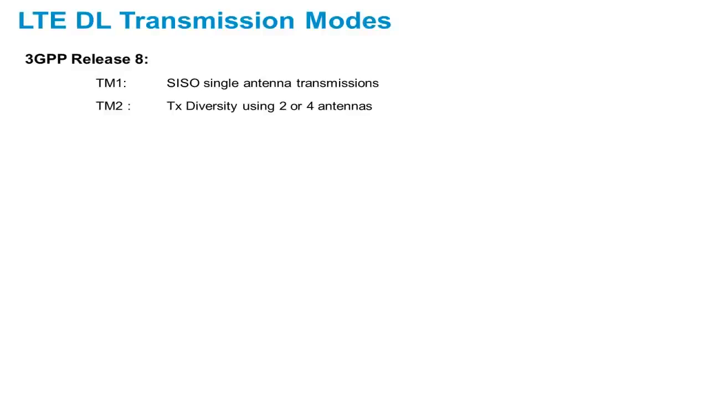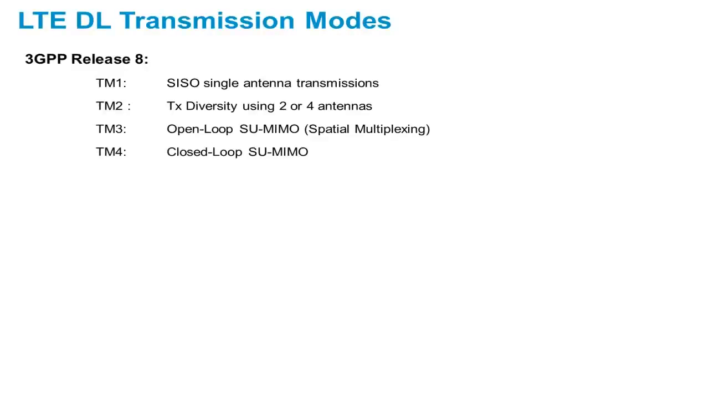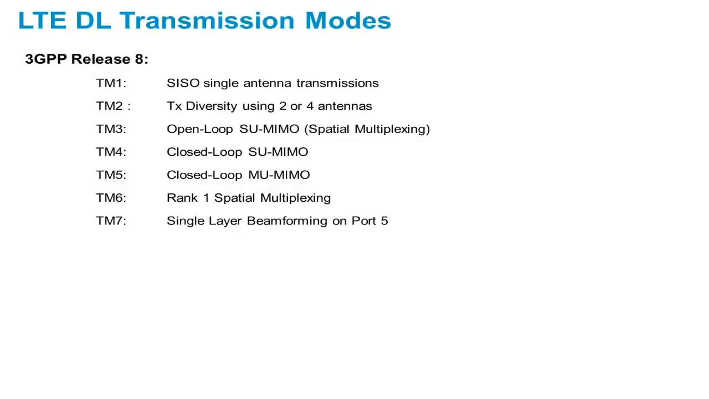Let's focus on how beamforming and spatial multiplexing are used within 3GPP LTE. LTE defines many downlink transmission modes, which we will only briefly summarize here. Release 8 defines transmission modes 1 through 7, covering SISO, transmit diversity, open loop single user MIMO, closed loop single user MIMO, closed loop multi-user MIMO, rank 1 spatial multiplexing, and single layer beamforming on port 5.